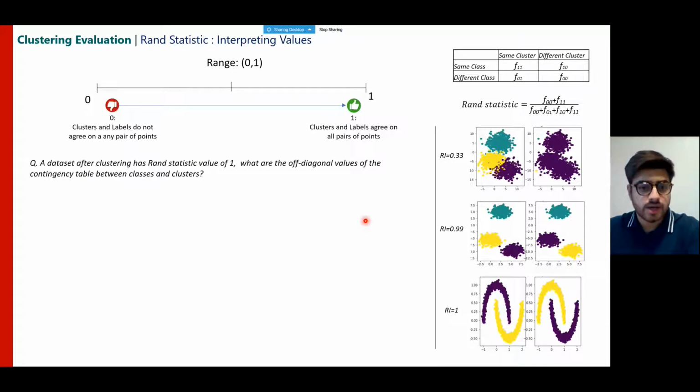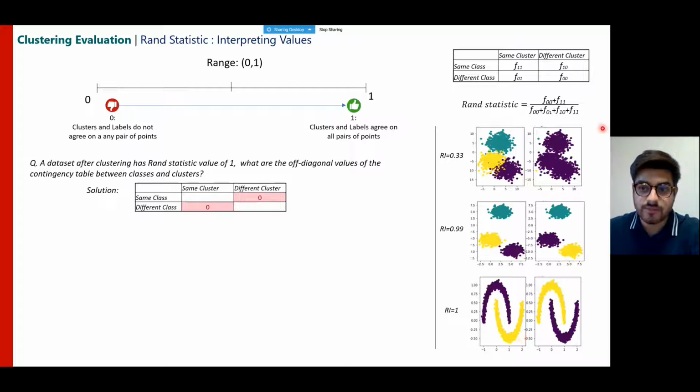Moving to the next question: a data set after clustering has a RAND statistic value of 1. What will be the off diagonal values of the contingency table? So basically, if we have something like this, which has an RI value of 1, what will be the value of f11 and f00? Well, clearly, if the class and cluster labels agree on everything, then what will be the off diagonal values? Those will be zeros in f10 and f01.